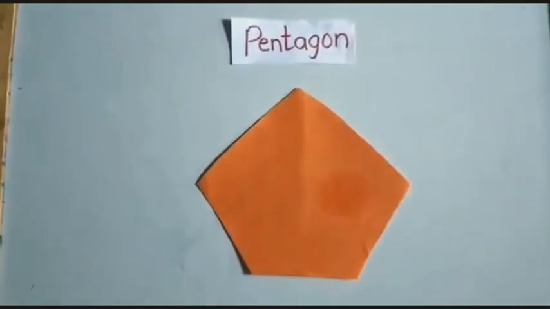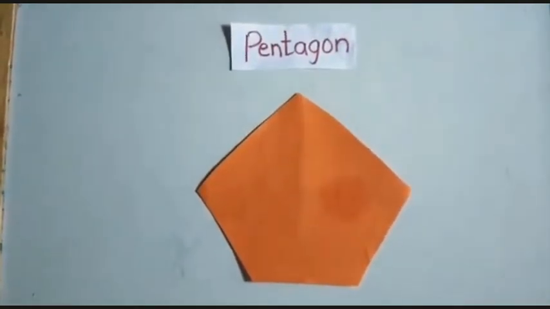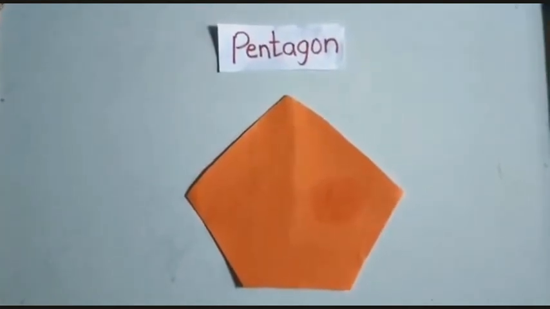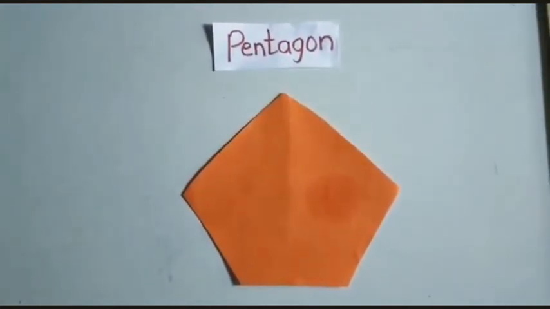We can say line also and we can say side also. So how many sides does pentagon have? 5. And it has 5 corners. Okay. So now we'll see another shape.